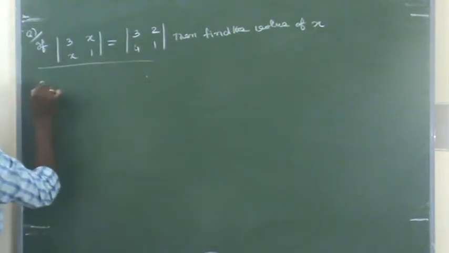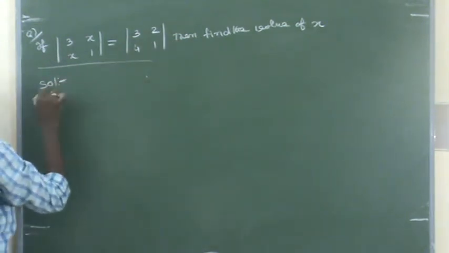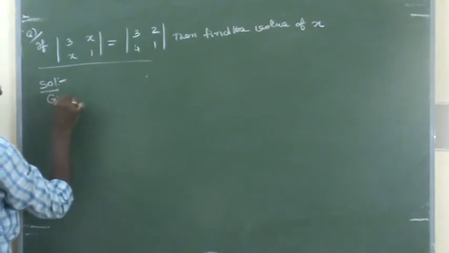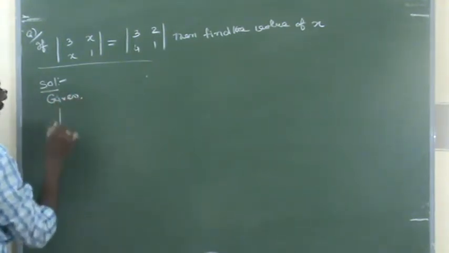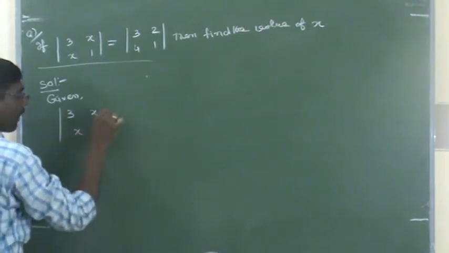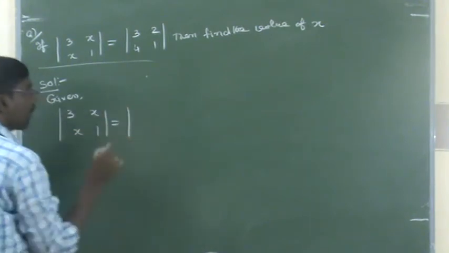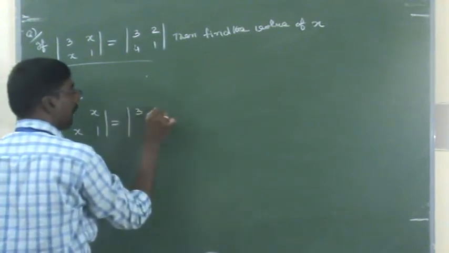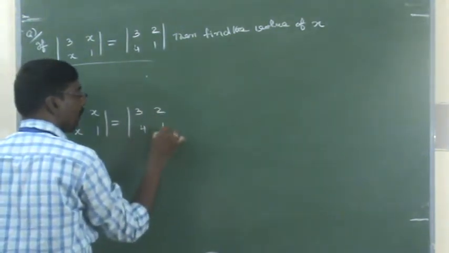So in this problem, what is the given? Determinant of 3x, x, 1 is equal to determinant of 3, 2, 4, 1.